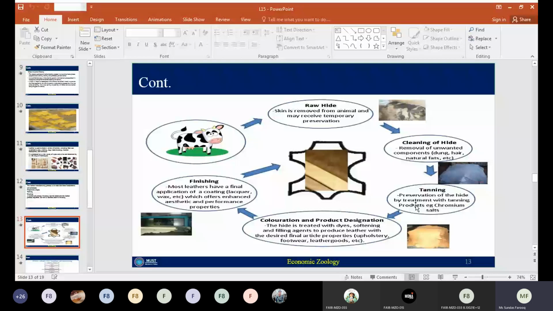So the finishing: most leathers have a final application as a coating, such as a liquid wax, which offers enhanced aesthetic and performance properties to the different types of leather.